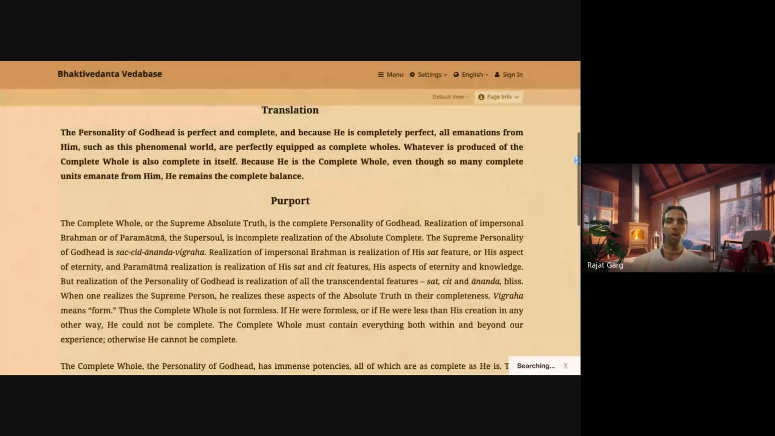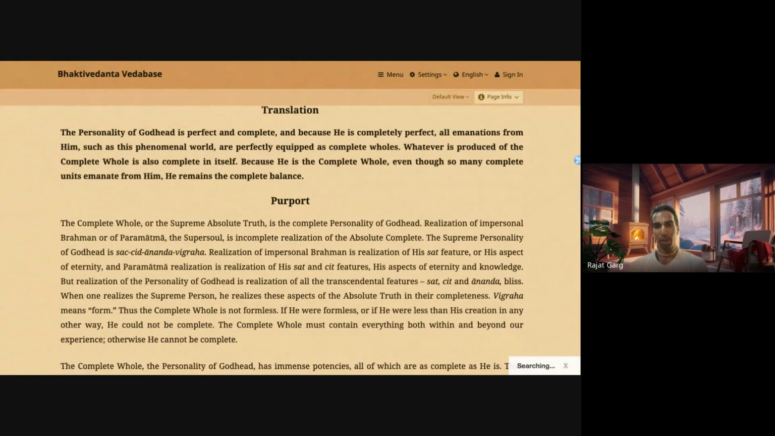The complete whole or the supreme absolute truth is the complete personality of Godhead. Realization of impersonal Brahman or of Paramatma, the super soul, is incomplete realization of the absolute complete. This complete and incomplete might look like a tongue twister, but it is not actually. Paramatma is the second stage. After Brahman there is Paramatma, but then further is Sachidananda Vigraha form. The supreme personality of Godhead is Sachidananda Vigraha.